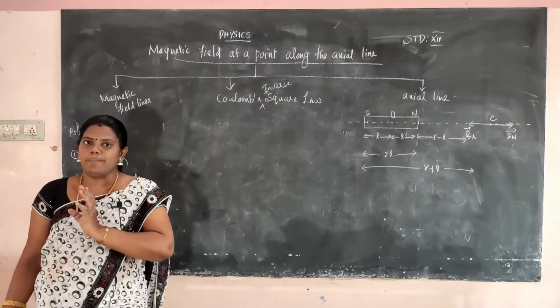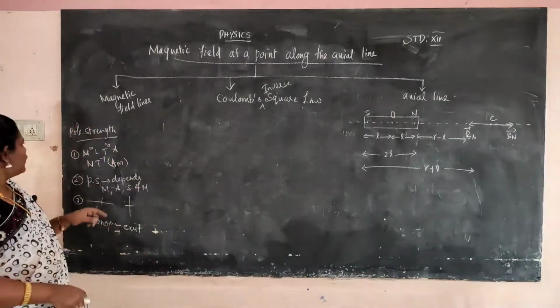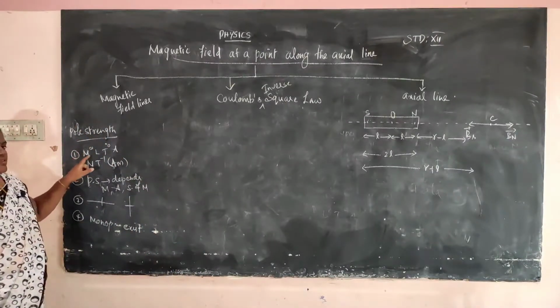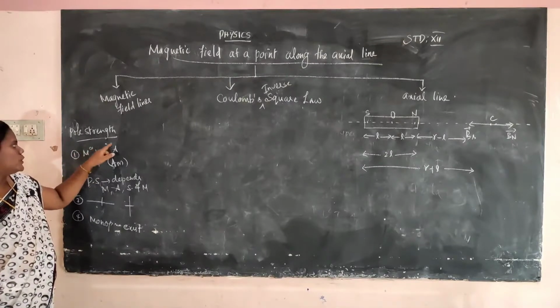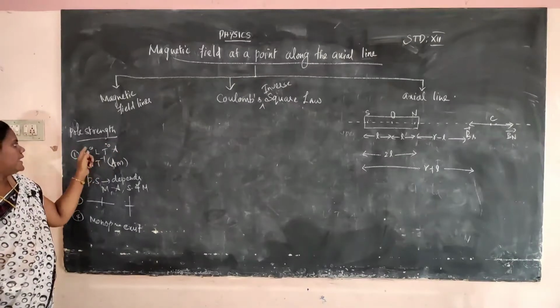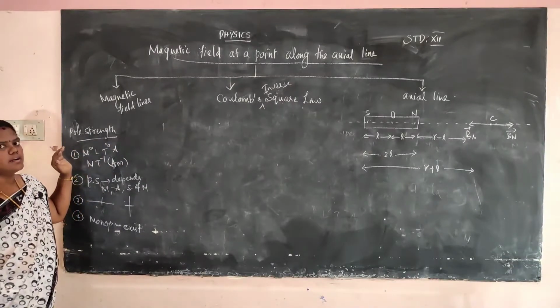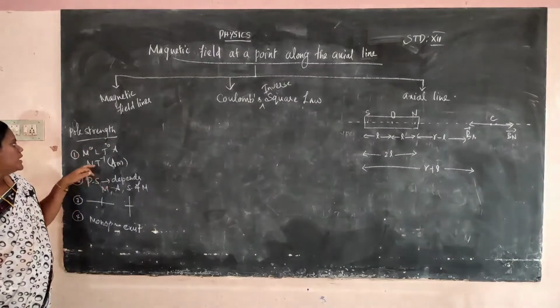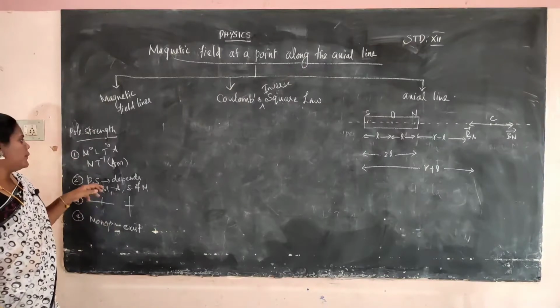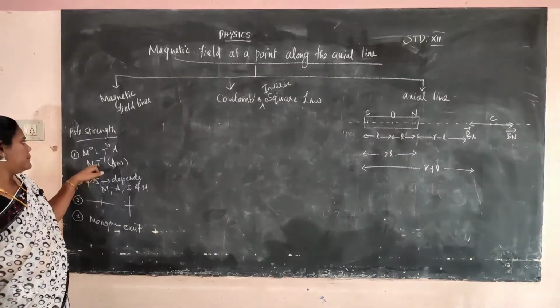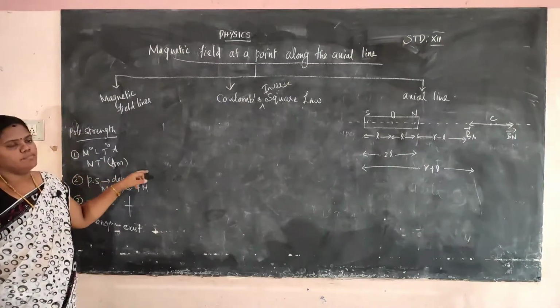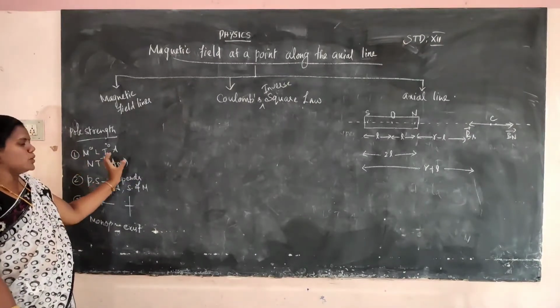Let us see what pole strength is related to. First, the pole strength dimension formula is M^0 L^1 T^0 A^1. This is the dimension formula for pole strength. And the unit for pole strength is newton per tesla, that is N T^-1, or ampere meter. This is the SI unit for pole strength.